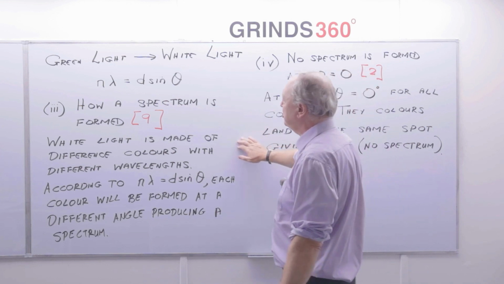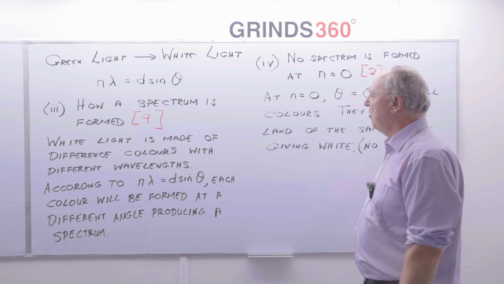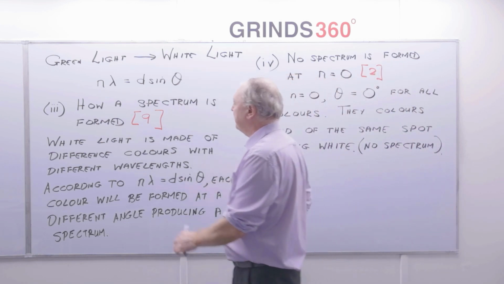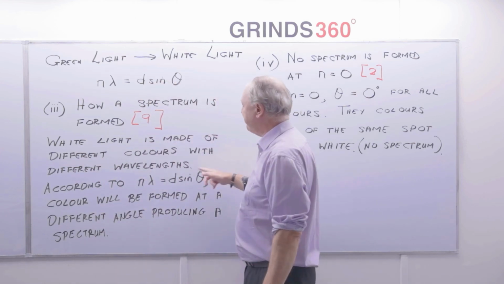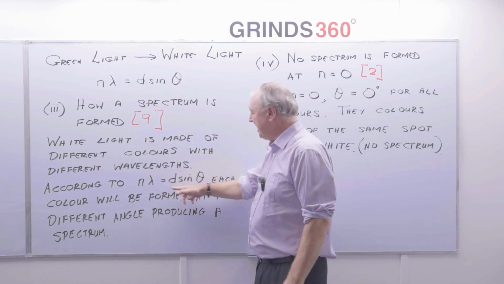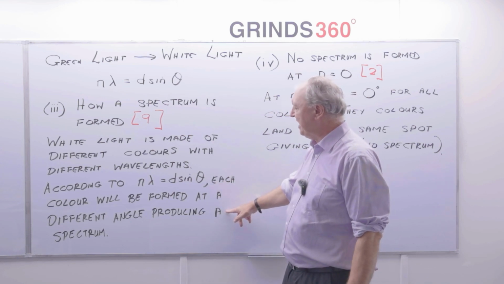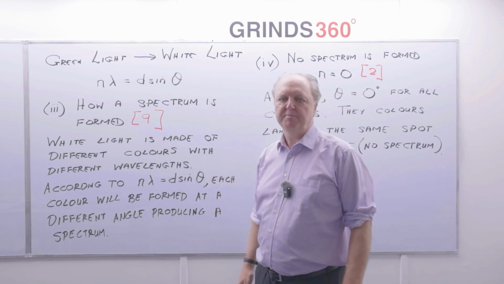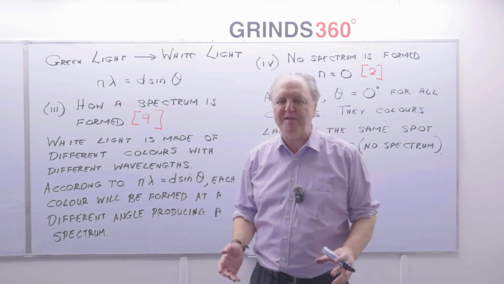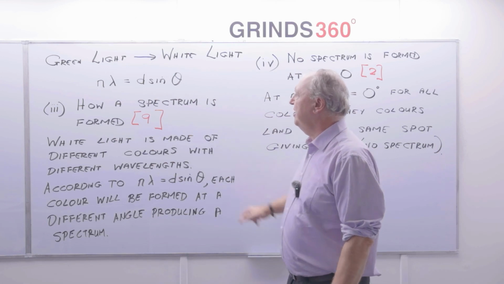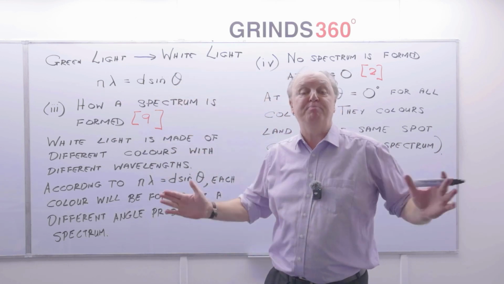So here's a nice explanation. There's 9 marks for asking how a spectrum is formed. White light is made up of different colors with different wavelengths. And according to n lambda is equal to d sine theta, each color will be formed at a different angle, which produces your spectrum. That's the point you want to make, that white light has different colors with different wavelengths, and that according to that formula, those colors will be formed at different angles on the screen. In other words, they're split.